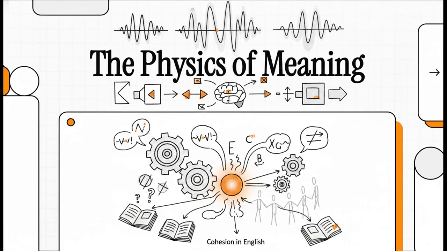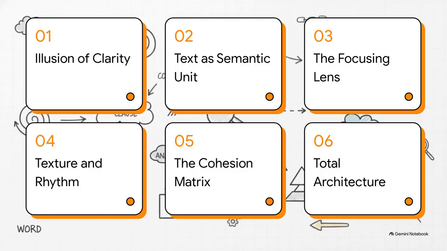So if you're a cognitive scientist or a linguist, and you've ever wondered how the human brain actually stitches abstract symbols into a living, breathing matrix of meaning, well, you are in the exact right place. Okay, let's dive into this.